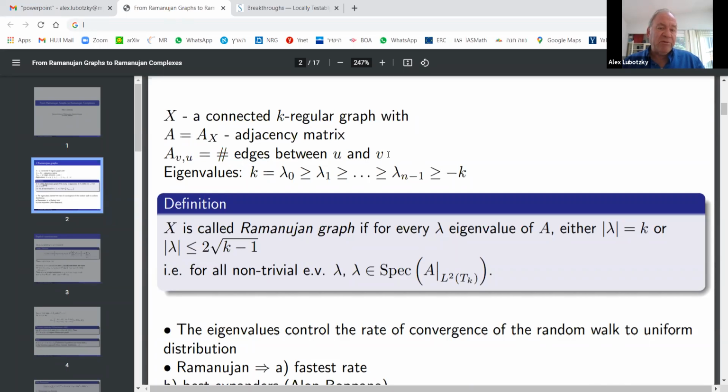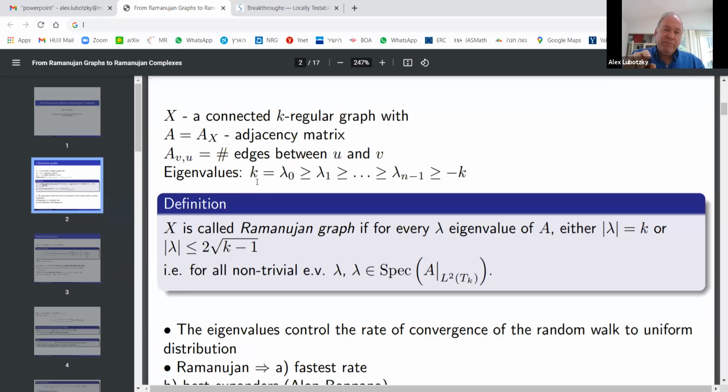And this is, of course, a symmetric matrix, and therefore, this is a non-oriented graph, and therefore all eigenvalues are real numbers. And it's not difficult to see that they all lie in the interval between k and minus k. The largest eigenvalue is always k, and that's the one you get if you take the vector 1, 1, 1, 1, or better, think of the adjacency matrix not as a matrix, but as an operator acting on functions on the vertices.